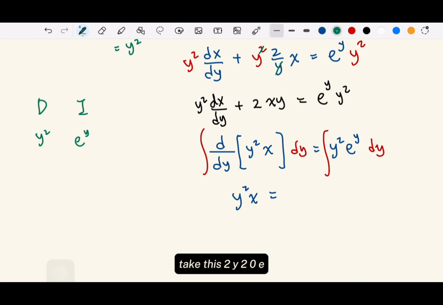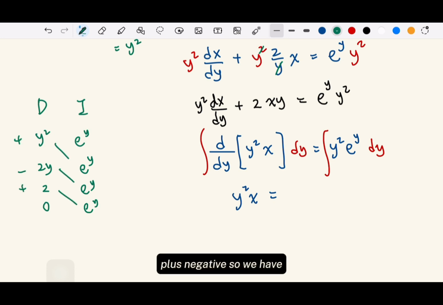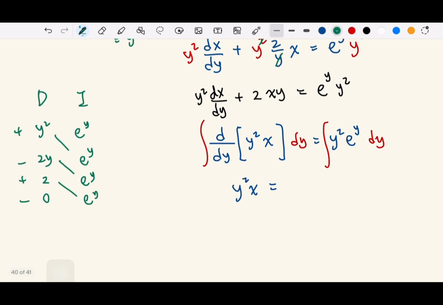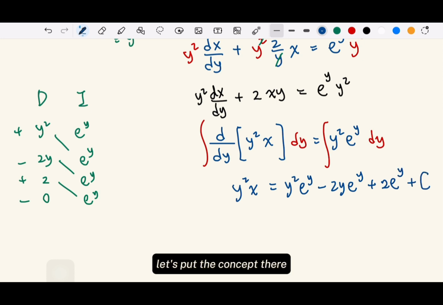Take this 2y, 2, 0, e, same. So plus negative. So we have y squared e minus 2ye plus 2ey and plus a constant. Okay, let's put a constant there.